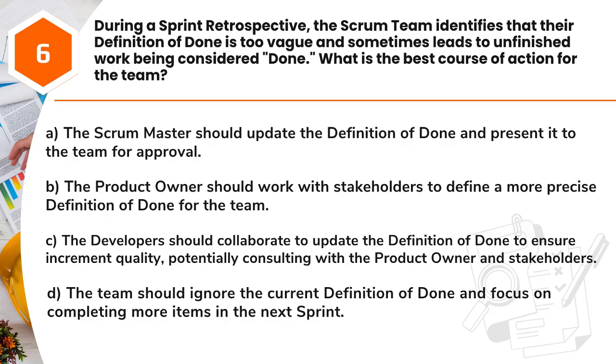A. The Scrum Master should update the definition of done and present it to the team for approval. B. The product owner should work with stakeholders to define a more precise definition of done for the team. C. The developers should collaborate to update the definition of done to ensure increment quality, potentially consulting with the product owner and stakeholders. D. The team should ignore the current definition of done and focus on completing more items in the next sprint.